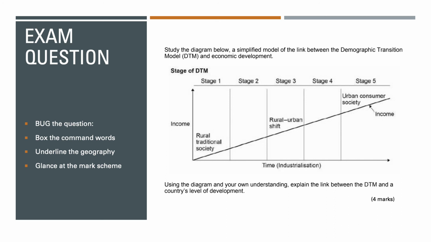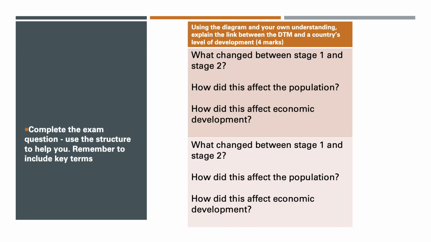So it says, study the diagram below, a simplified model of the link between the demographic transition model and economic development. Using the diagram and your own knowledge, explain the link between the DTM and a country's level of development. So you're going to need to go through the stages explaining what's causing the changes in population and what's causing the changes to the economy, just like we did on the previous slide. Okay, now I've put a structure strip list there, so this is a 4-mark question. So I've put what were the changes between stage 1 and stage 2, how did this affect the population, and how did it affect economic development.